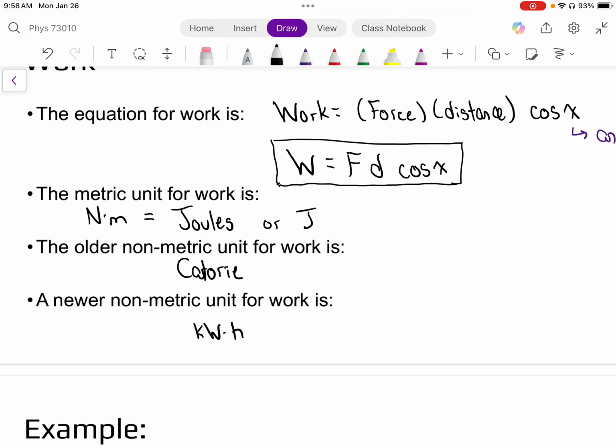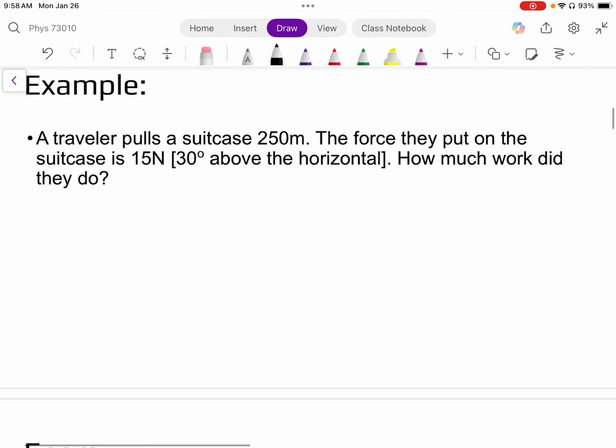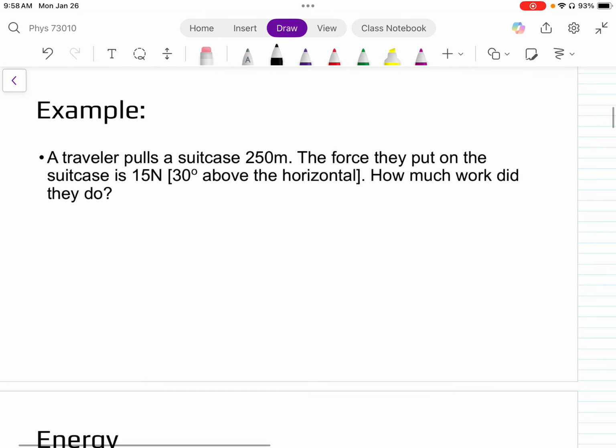All right, let's jump in and do a couple examples just to make sure this clicks. All right, this one I'm going to emphasize this angle business. So let's say we've got flat ground and a person's pulling their suitcase and they pull it straight sideways. They're dragging it maybe down an airport and we're told that they pull it 250 meters. But because it's one of those wheelie suitcases, they're actually pulling it up and on a funny angle. They're pulling it this way, at a 30-degree angle above the horizontal.